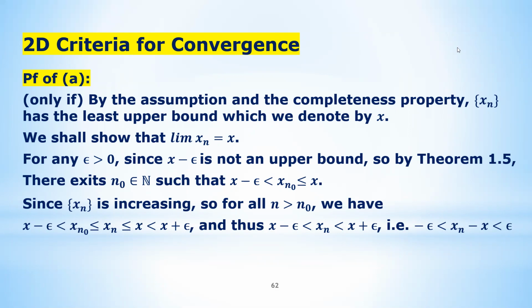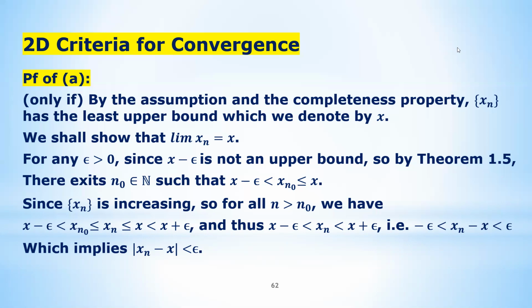Then I move the x to the center, which means I subtract x from all sides. So you will get minus epsilon less than xn minus x, and less than epsilon. This is what we want, and this is just the inequality with absolute value sign. So this shows that the absolute value of xn minus x is less than epsilon, so xn goes to x. So that's the proof. The proof of this result is kind of long, and there's a lot of technique involved, so you may want to study the proof again by yourself.